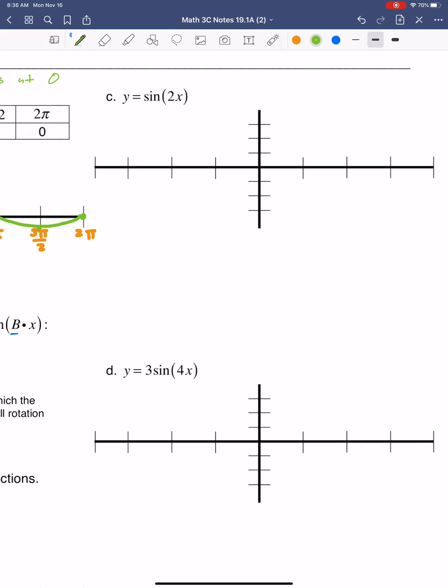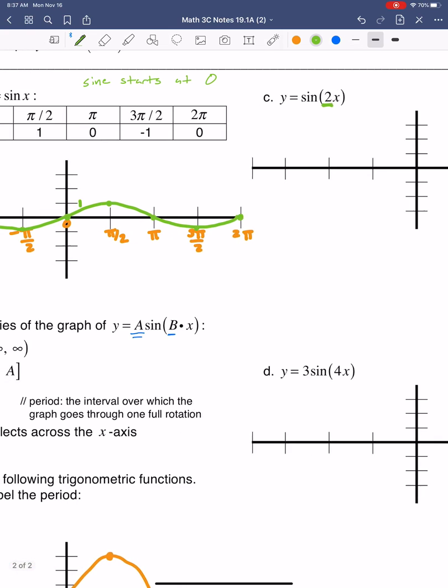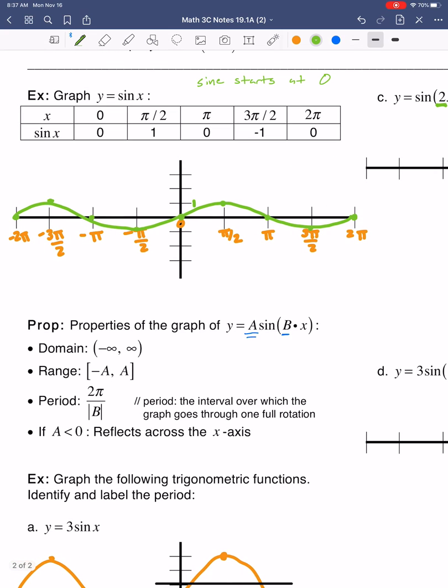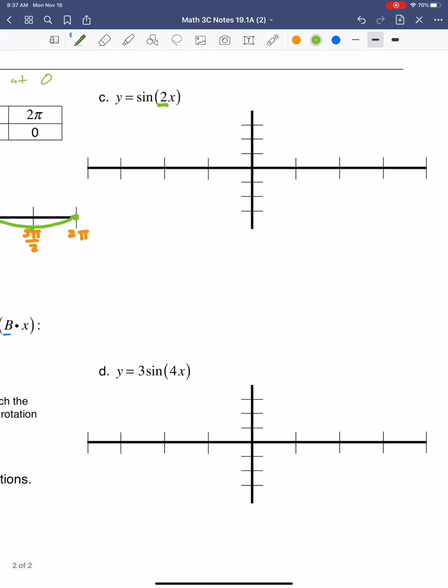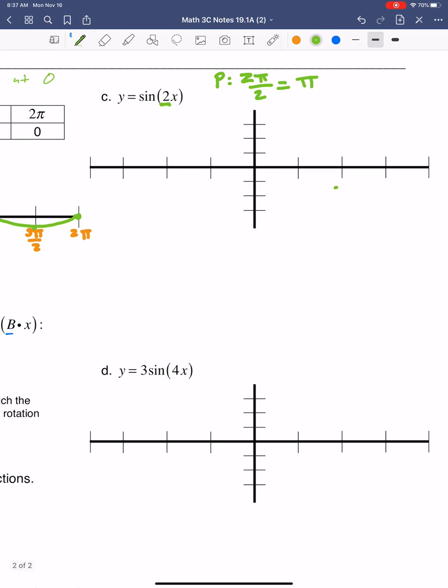Now as we get to letter C, this is where the period is going to change. So notice we have a B value, right? So we have a number inside. So to figure out what our period is, we've got to use this formula on the other side. It's right here. It says 2 pi over B. So to figure out what the period is, I'm going to do 2 pi divided by B, which is also 2, which is just going to leave me pi. So what this is saying is that by the time I get to pi, which is right here, that's that second tick mark that we've been using, I've got to go through one full cycle. So I've got to go all the way up, down, and back to 0 by the time I get to pi. Let me show you what I mean.